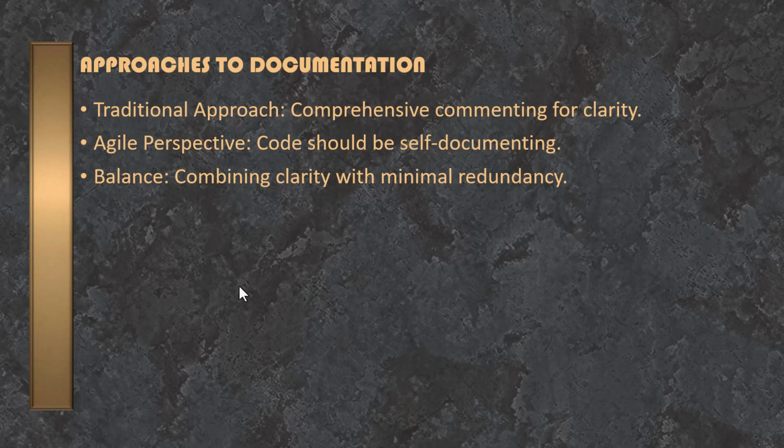A more recent approach is the agile perspective, which is code should be more or less self-documenting as much as possible, but you use the appropriate amount of documentation and comments in order to make sure that what you have is clear. So sometimes they will refer to code comments as a code smell. Why couldn't you write it more clearly so you didn't need to use documentation? And I think that, in practice, we probably need to use a balance of these approaches.